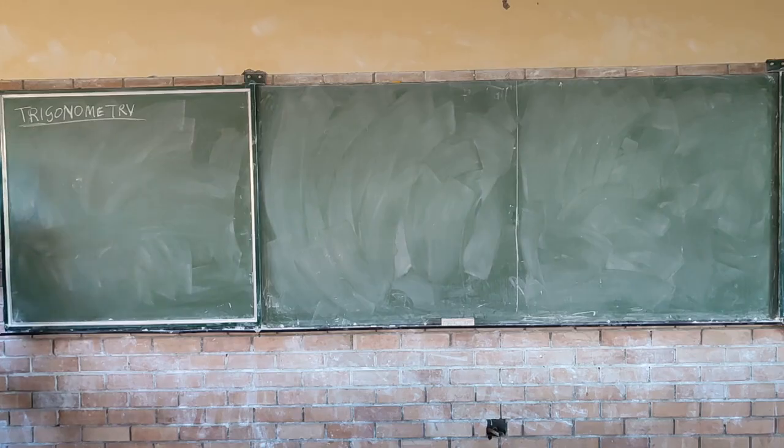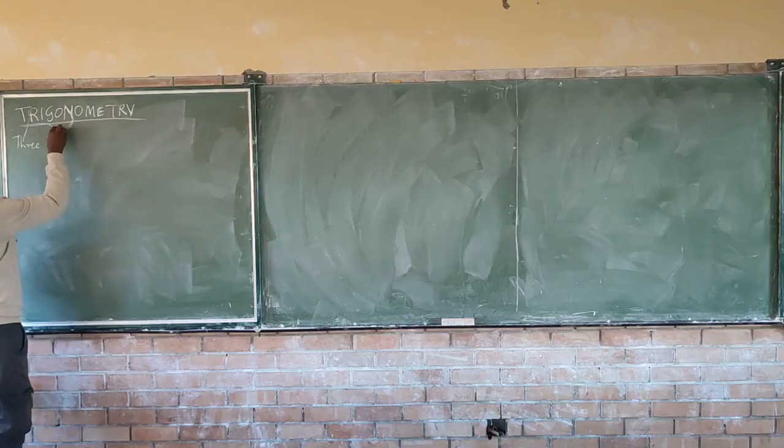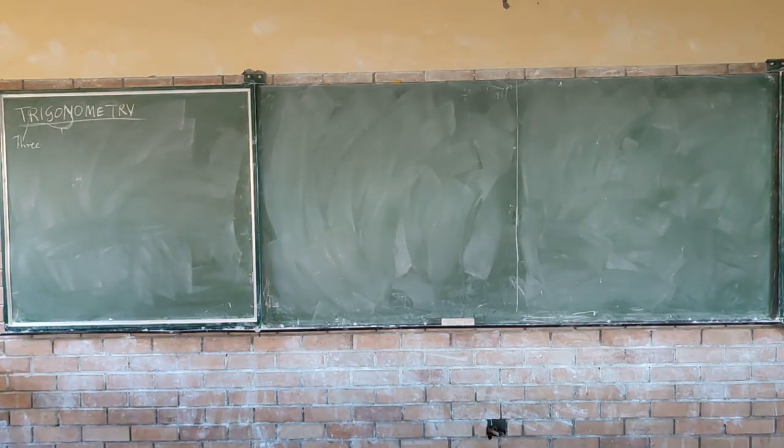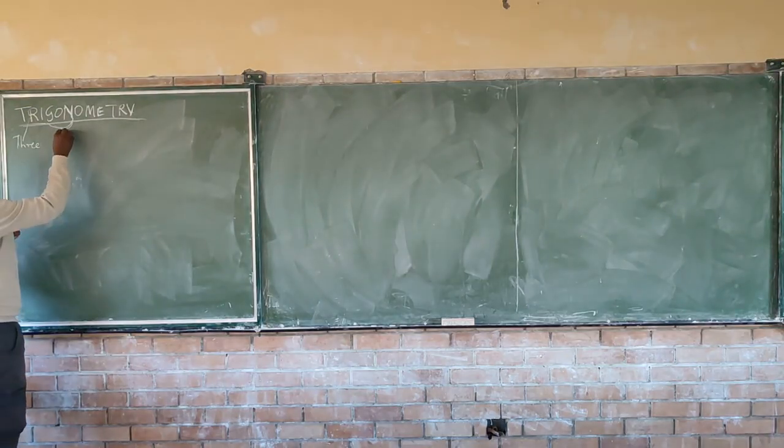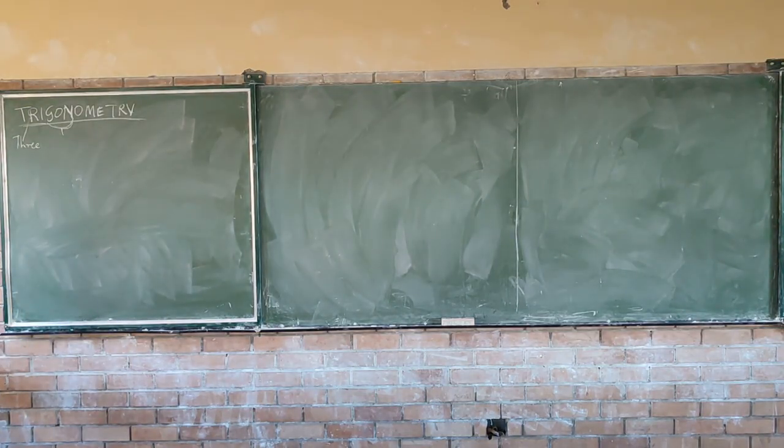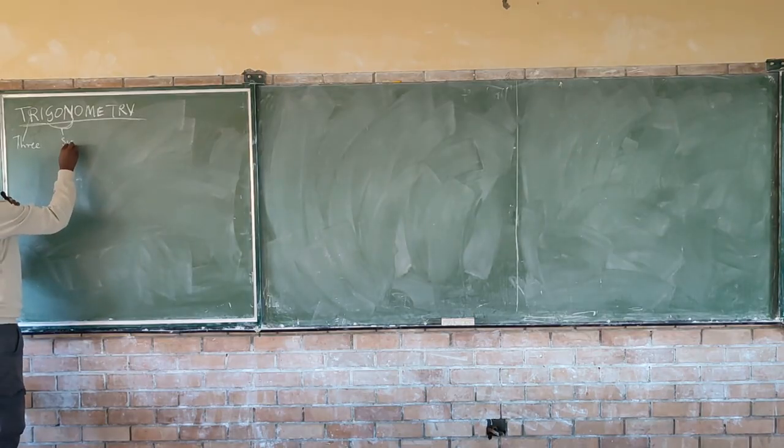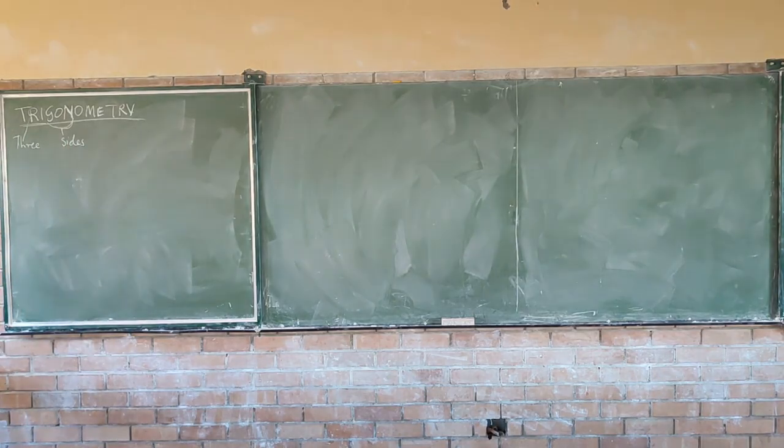Now, the "tri", we all know what is meant by the "tri". What does it mean? It simply means three. Again, the "tri" means three. And what about the "gon" here? What does it mean? This can simply mean the sides or the shape.